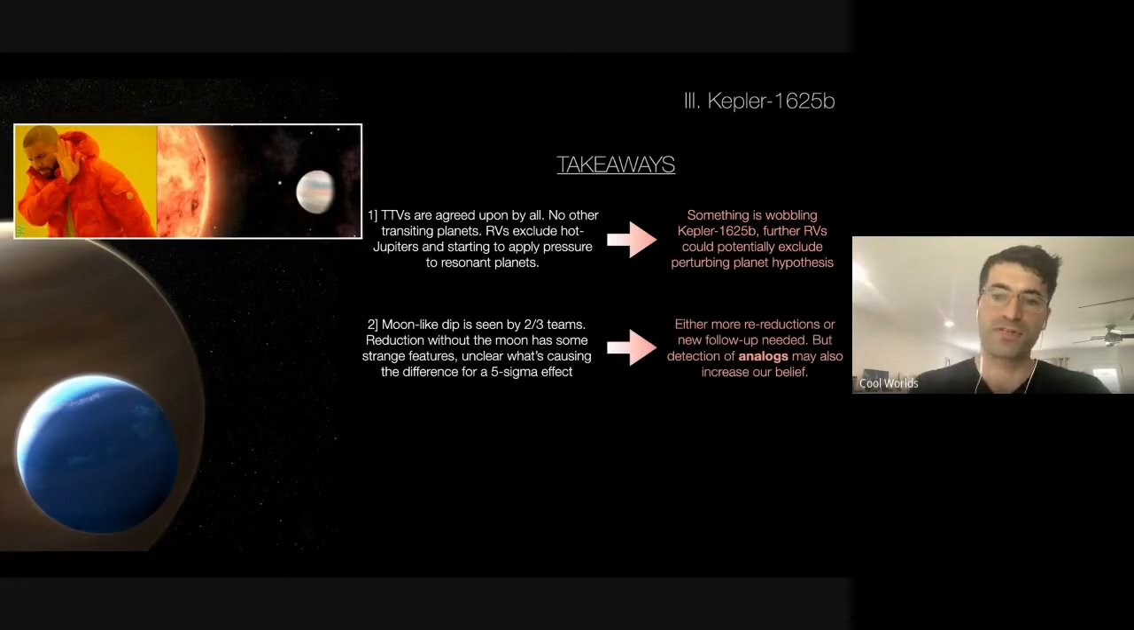So either we need more reductions of this or follow-ups, but I do think that having analogs, as illustrated by this meme, would also help. If you just think about the story of hot Jupiters, the first hot Jupiter was met with a lot of disbelief by the astronomical community at the time, because there's no precedent for a hot Jupiter. But once you found 10 of the things, I think we became more comfortable with the idea that hot Jupiters were real. And so, the first Neptune-sized moon is obviously going to be a point of concern.